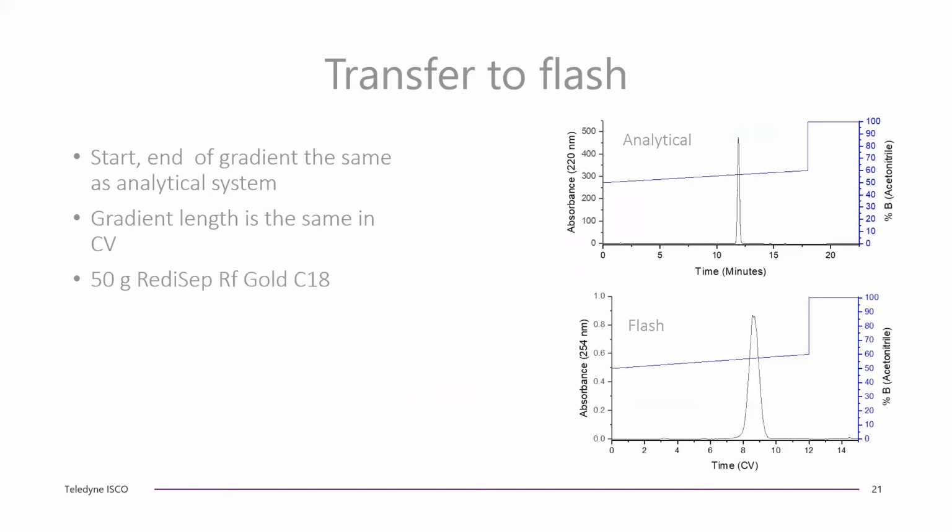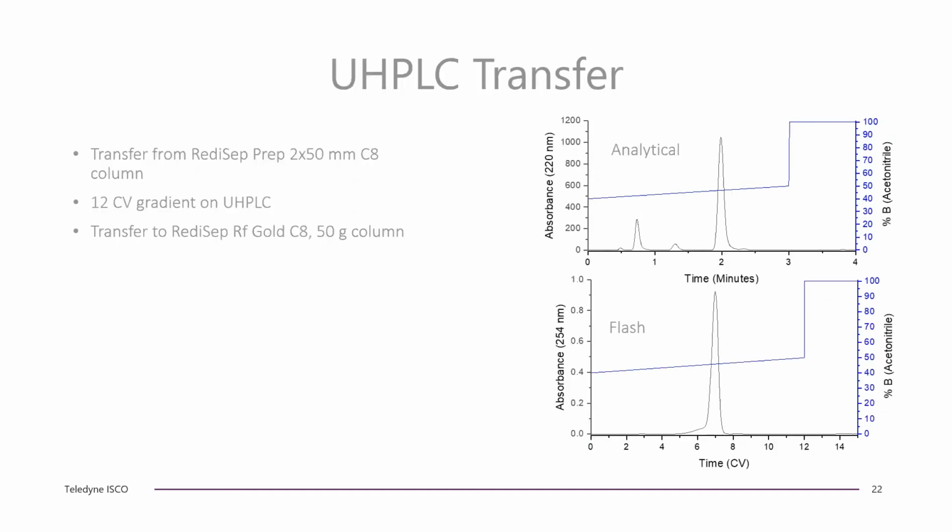The start and end of the gradient is the same as that used for the HPLC method. The gradient length is the same as the analytical run, but in column volumes. The compound eluted the same on both runs, about 3/4 of the way through the total gradient distance. This also works with UHPLC, a ReadySep 2 by 50 millimeter C8 column.